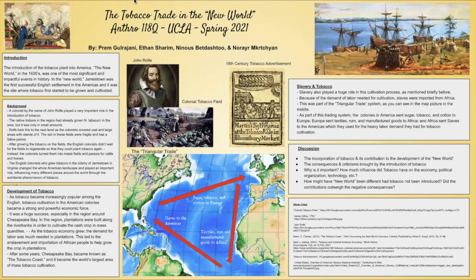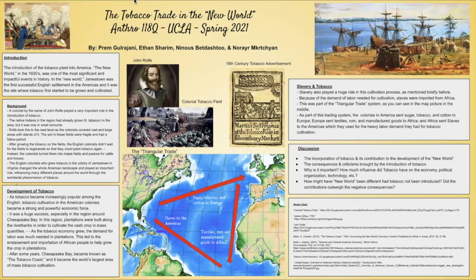Thank you, Ethan, for that wonderful introduction. So I'm going to be starting off with the background portion of this presentation. For tobacco, a colonist by the name of John Rolfe played a very important role in the introduction of tobacco to the New World. The native Indians in this region had already grown a certain species of tobacco called Nicotiana tabacum in the area, but it was only in small amounts.